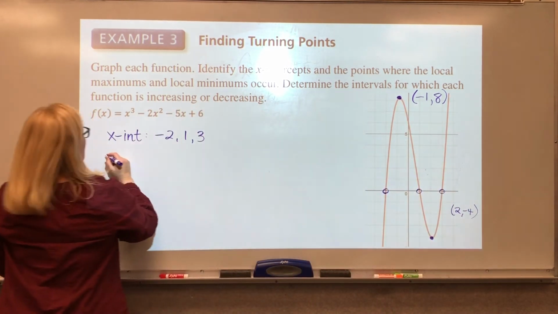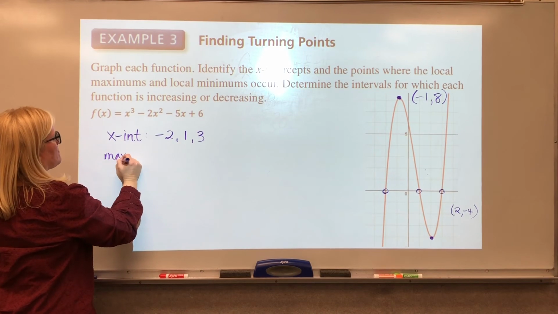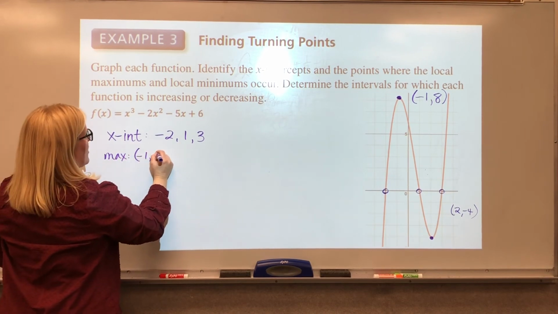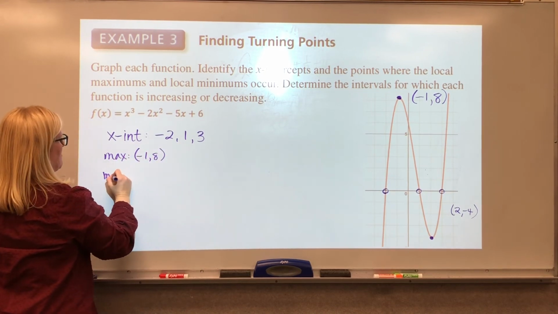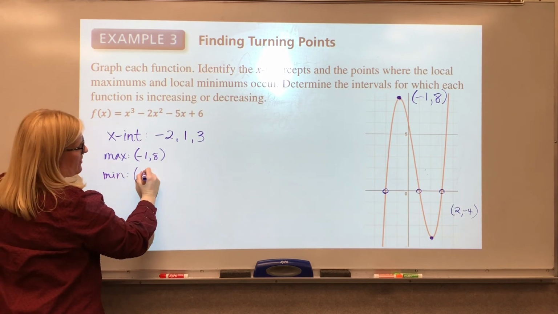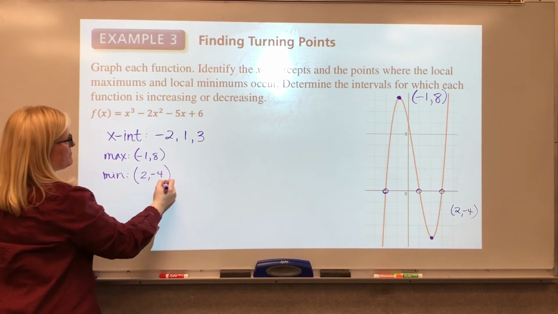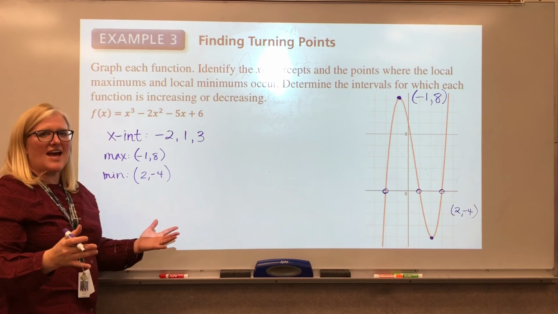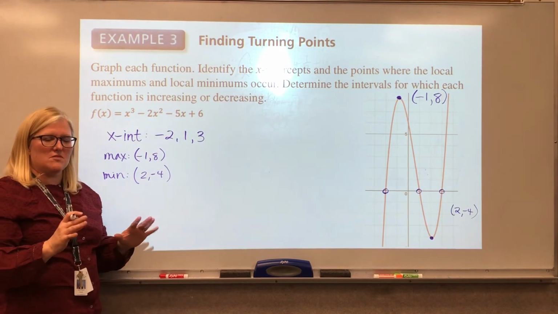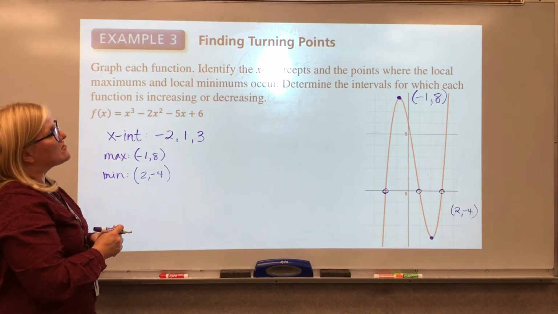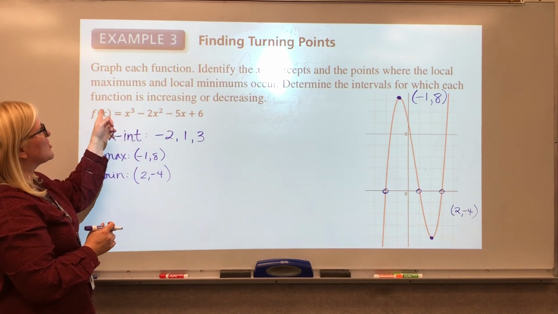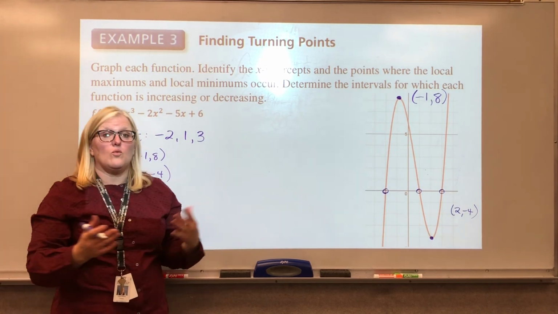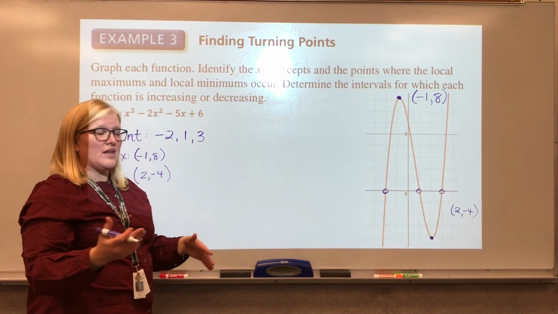So my maximum is roughly negative 1/8. My minimum is roughly 2, negative 4. Again, it's not exact, but without a graphing calculator, that's about as good as we can do. Now determine the intervals for which each function is increasing or decreasing. We've done this before.